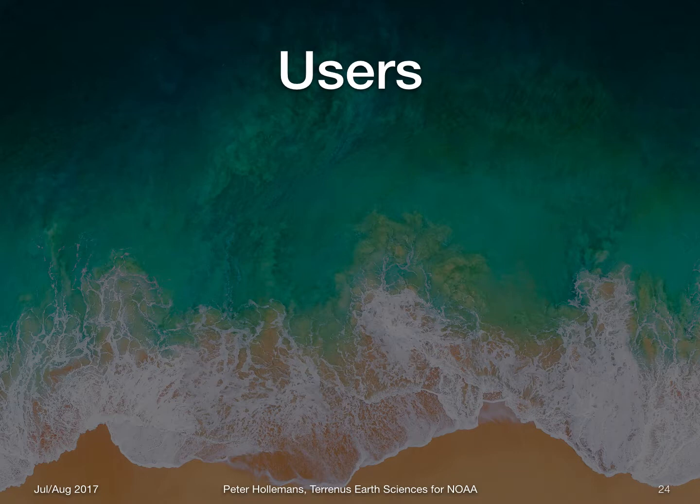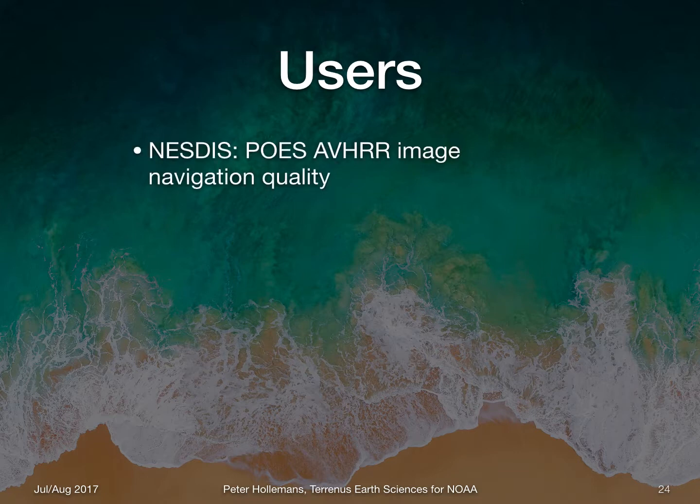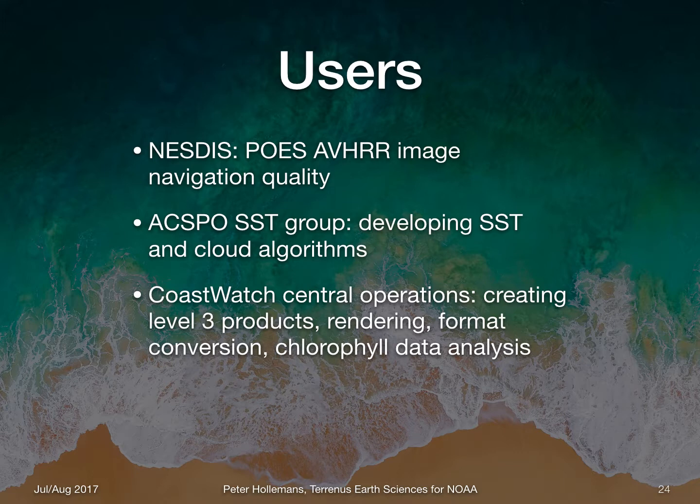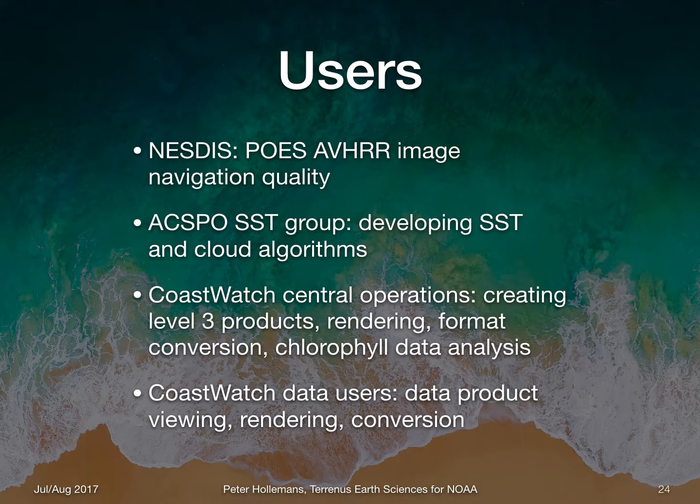Users of the CoastWatch Utilities include NESDIS for use in AVHRR polar orbiter navigation quality. The AXPO SST group uses it for developing SST and cloud algorithms. CoastWatch Central Operations uses the CoastWatch Utilities for creating level 3 products, rendering them, format conversion, and also for chlorophyll in situ versus satellite matchup analysis. And CoastWatch data users use the utilities for data product viewing, rendering, and conversion.